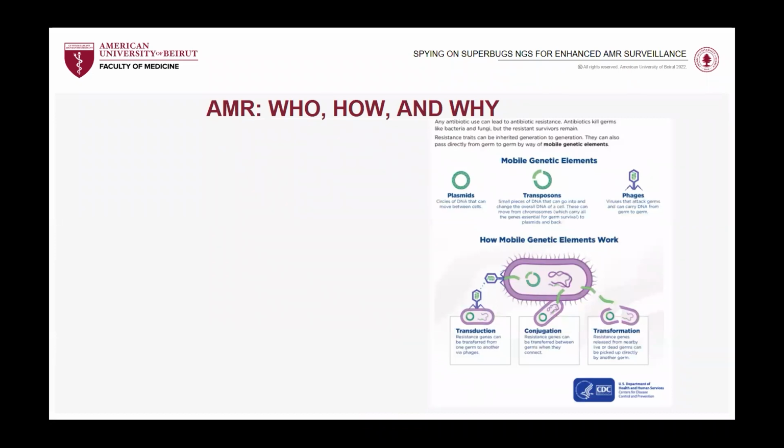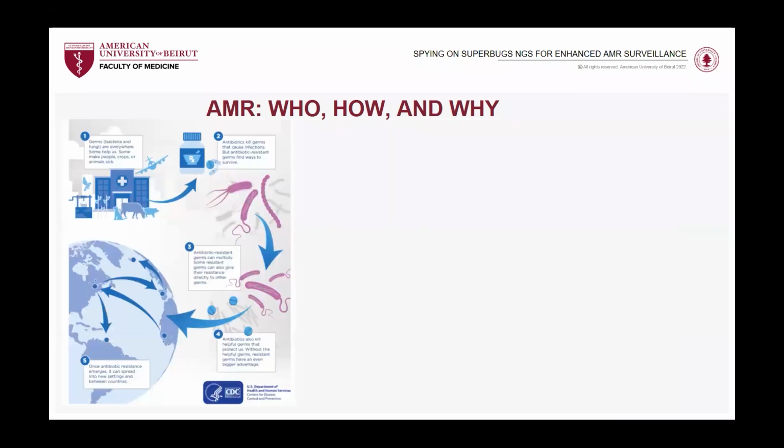After they do this, bacteria can communicate with each other. They can use phages, which are viruses that only target bacteria. They can also go through conjugation or transformation, where they pass on mobile genetic elements. So I can pass on a resistance gene to one bacterium, and then it can pass it on to another, and then so on and so forth. So the gene is not just restricted to one genus or one species. And then they spread globally.